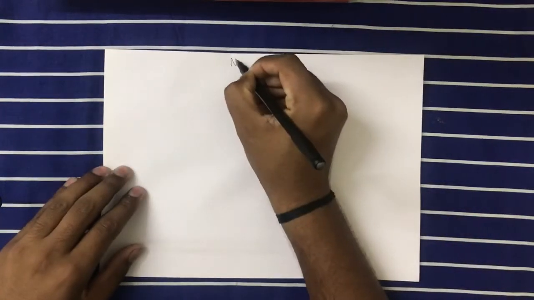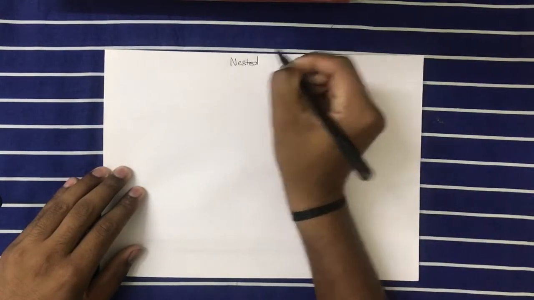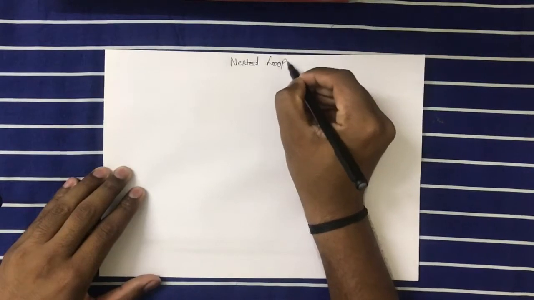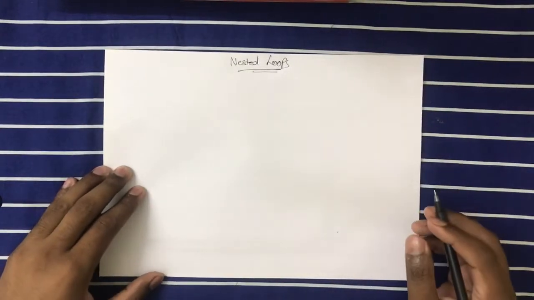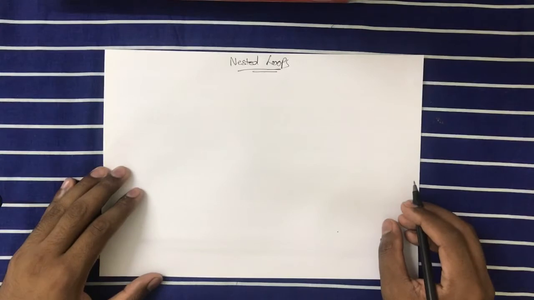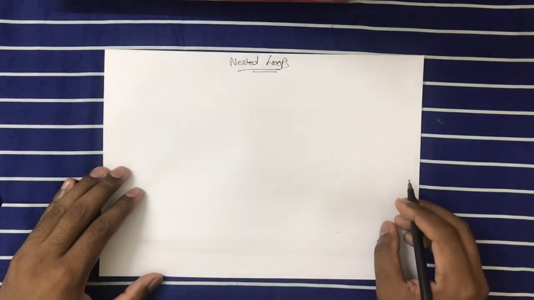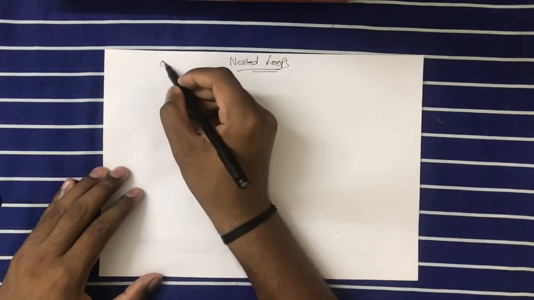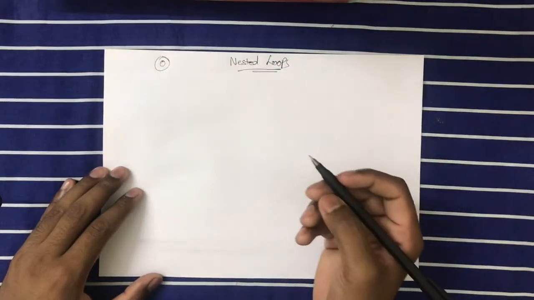In this video we're going to learn about the topic nested loops. So what are nested loops? Nested loops are just a loop inside another loop. A loop inside another loop.